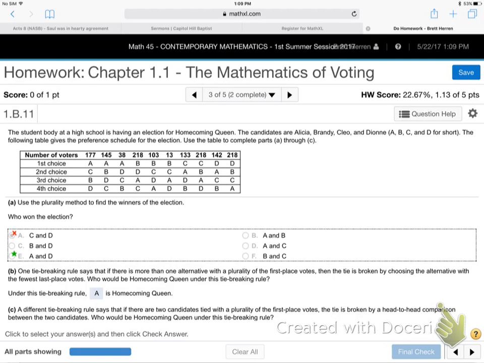All right. Student body in high school is having an election for homecoming queen. Candidates A, B, and C, and D. The following table, blah, blah, blah. It's a lot of voters. Okay. Use the plurality method to find the winner. Okay. So this is our first method.